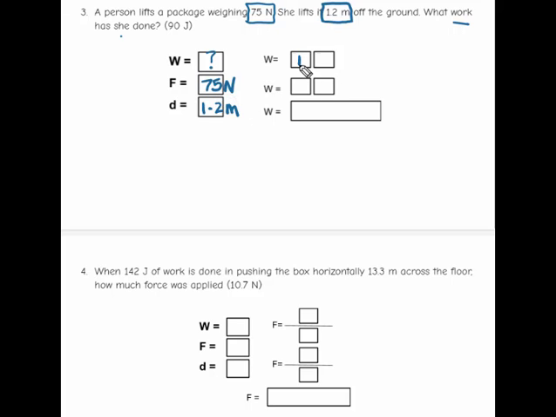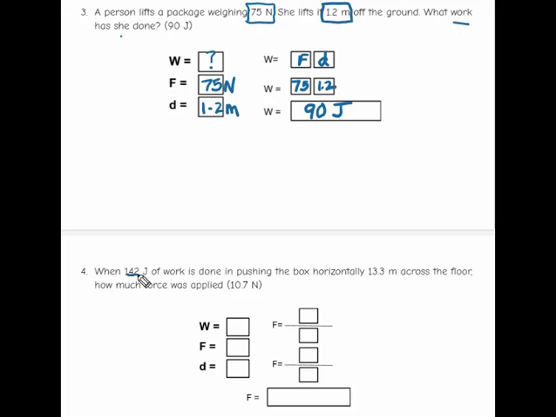So my equation is work equals force times distance. Remember that I identified that my force was 75 newtons and my distance was 1.2 meters. And I can go ahead and type that into my calculator and get an answer of 90. And remember, the units for work is always measured in joules. So now we're going to move on to number 4.